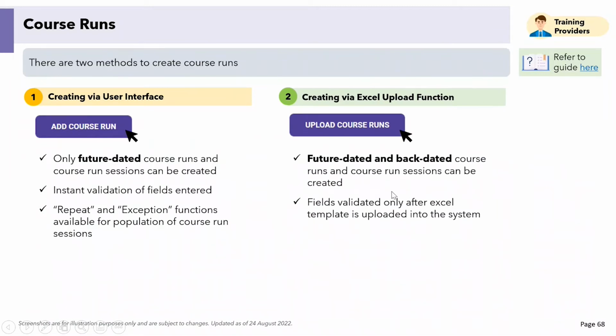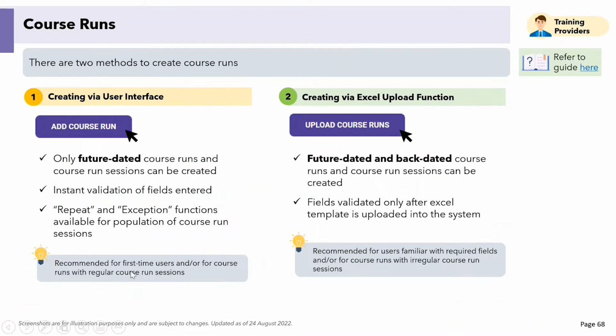And the second method is by the Excel upload function. So it's basically downloading an Excel file, inputting the information, and then uploading it back to the system. We would highly recommend TPs, especially first-time users, to use the interface. And of course, if their course run sessions are very regular, for example, every Monday, every Friday, then they can use the repeat function easily. So we will recommend the user interface for such instances.